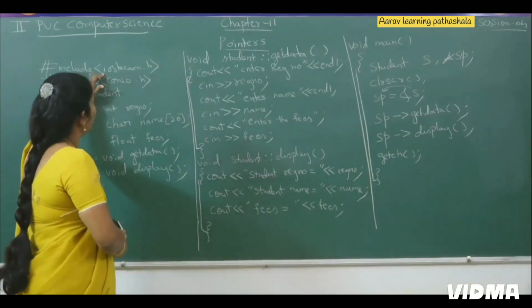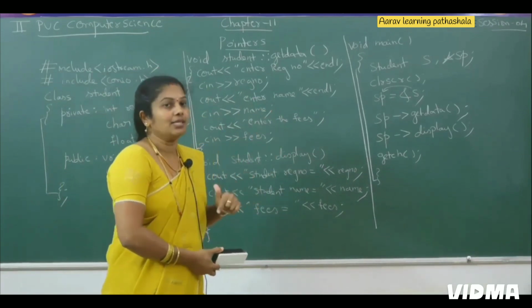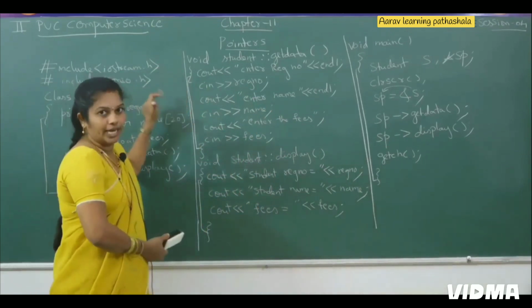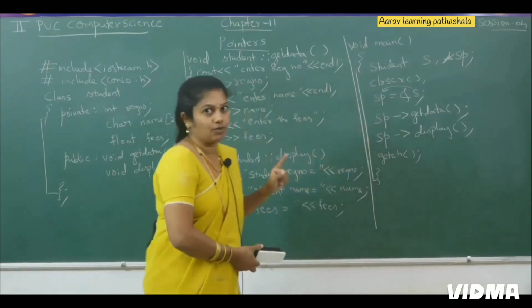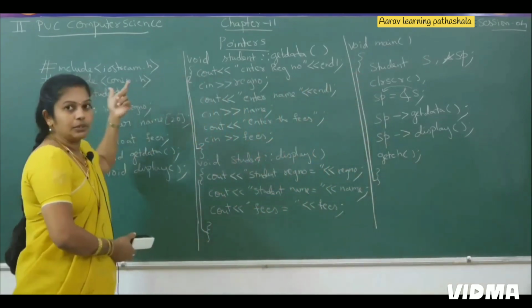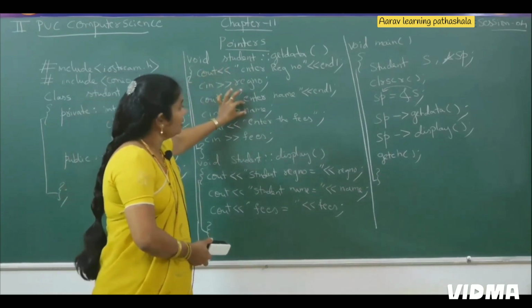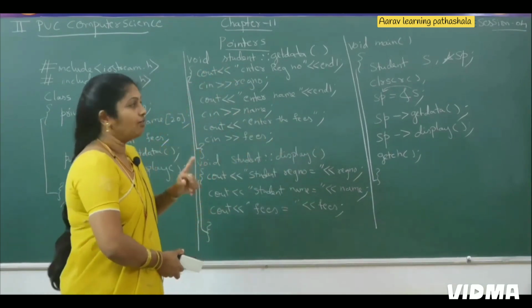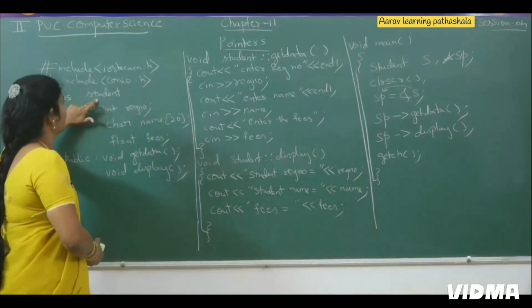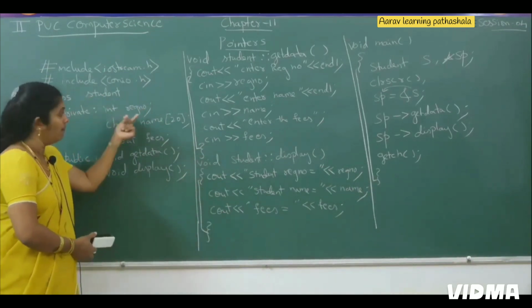iostream.h is a supporting header file for cin as well as cout. conio.h is a supporting header file for clear screen as well as the getch function. Our aim is just to display the values of register number, name as well as fees by using pointers to object format. For this, the class name here is student. In the private section declare the variables.